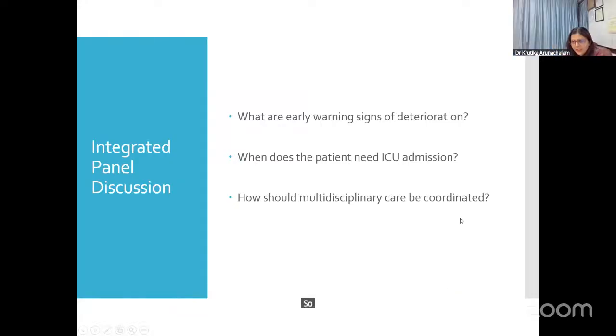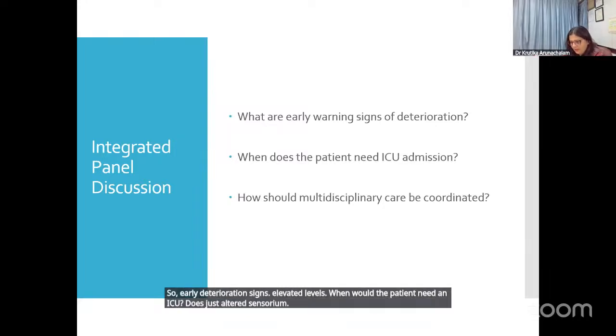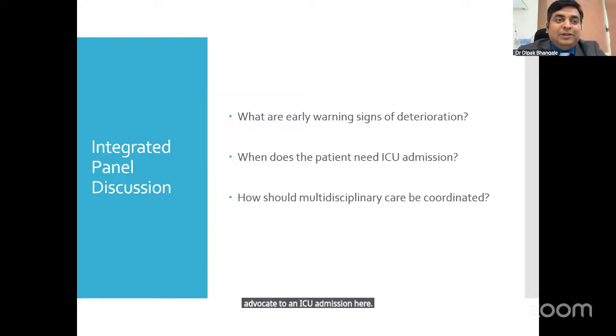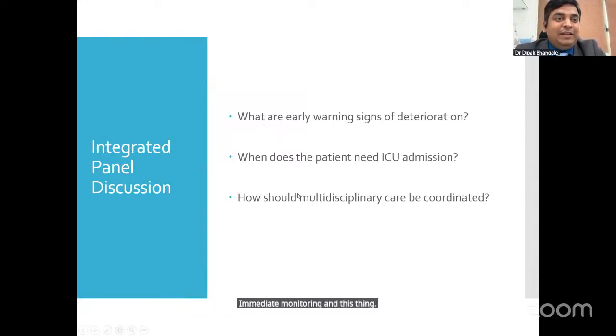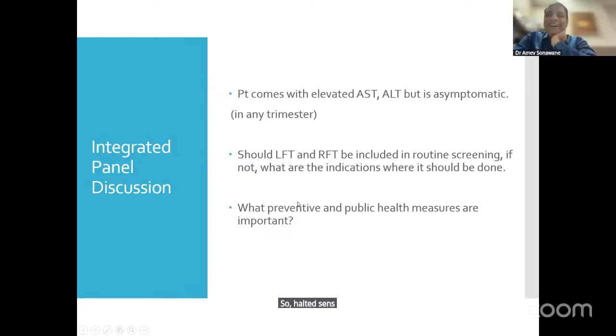So early deterioration signs, elevated levels. When could the patient need an ICU? Does just altered sensorium advocate an ICU admission here? Surely, altered sensorium is encephalopathy development, so we need to anticipate the future. The patient will need immediate monitoring, and for the monitoring we can keep them in an ICU. So altered sensorium is an ICU indication. Ammonia goes up.